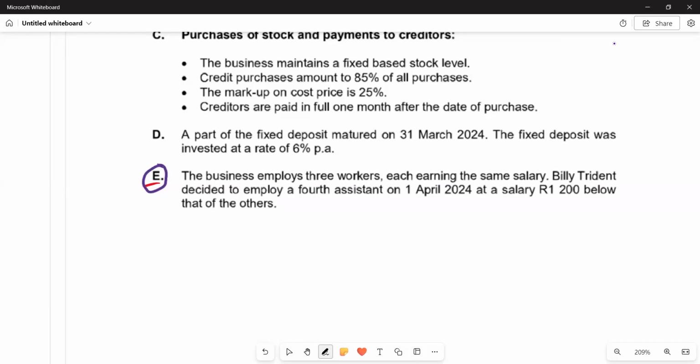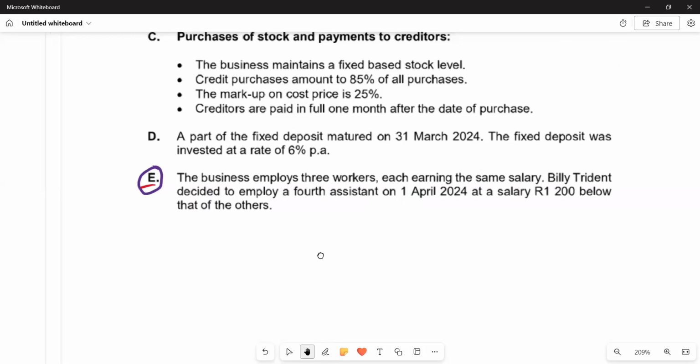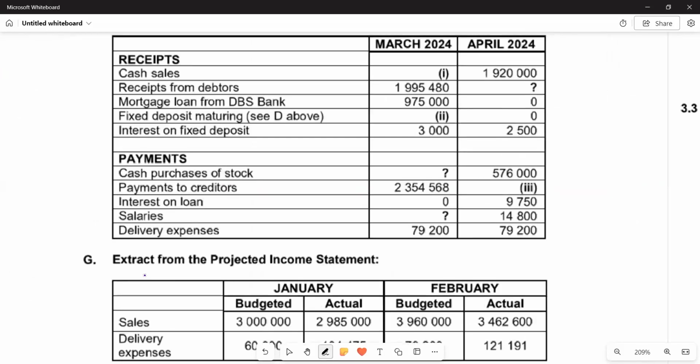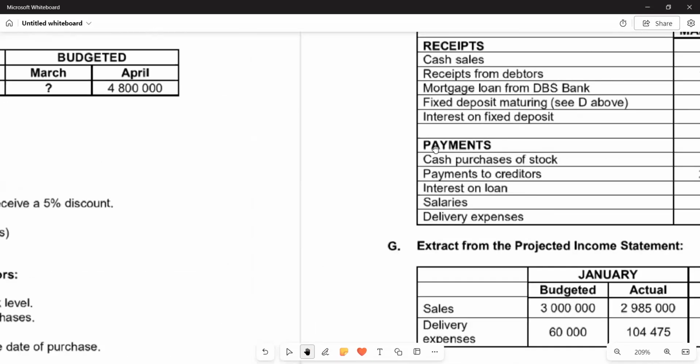It says the business employs 3 workers, each earning the same salary. BB Trident decided to employ a fourth assistant on 1 April 2024 at a salary of 1,200 rands below that of others. So we are going to find the salary before the adjustment, that is before April. All the information that we are given, you see that salaries we are having them here, and here we have this 14,800, which means it's for 3 workers plus 1, which had a salary being reduced.